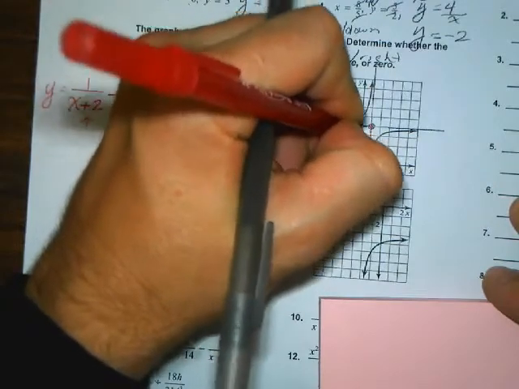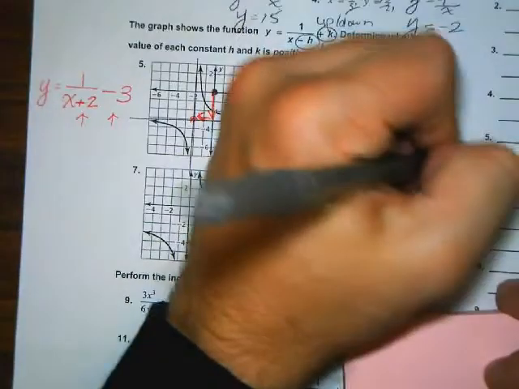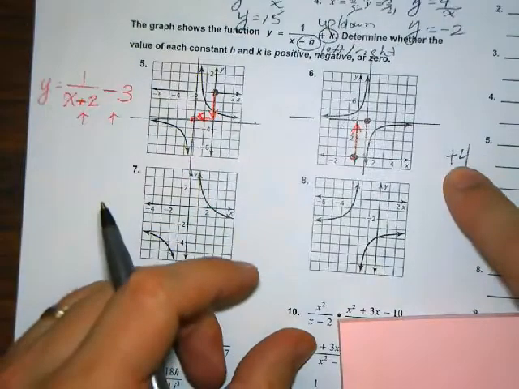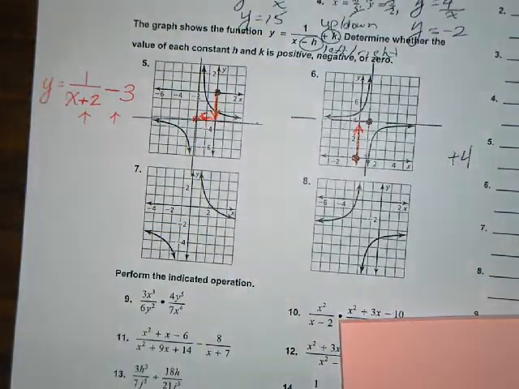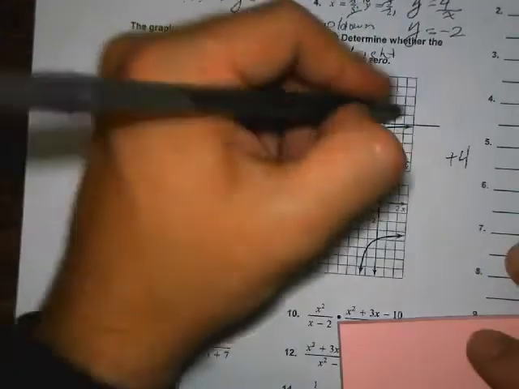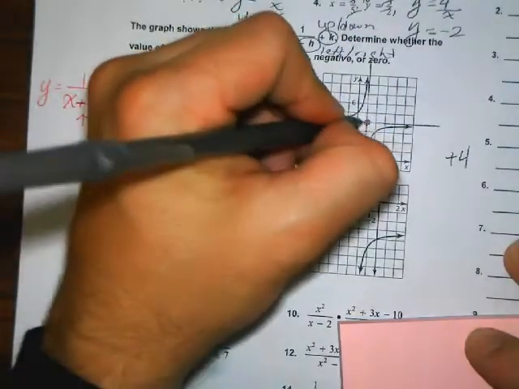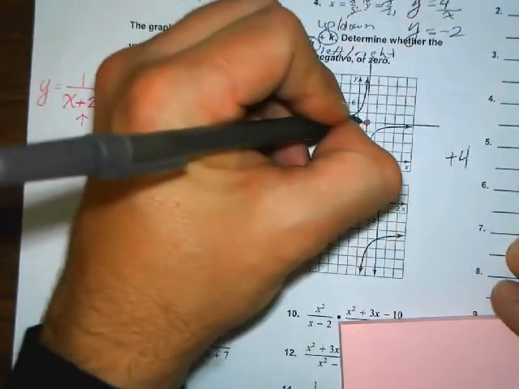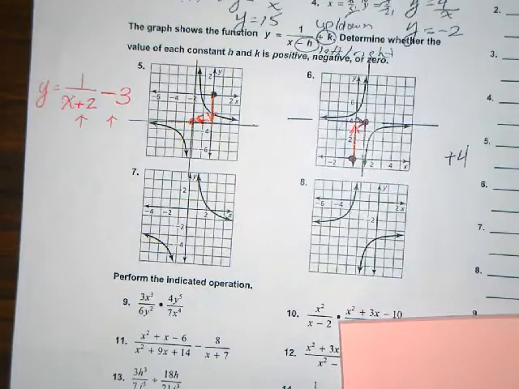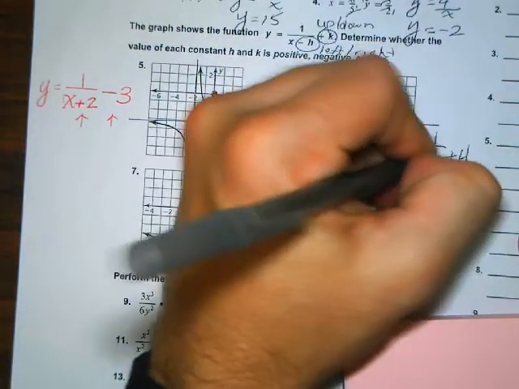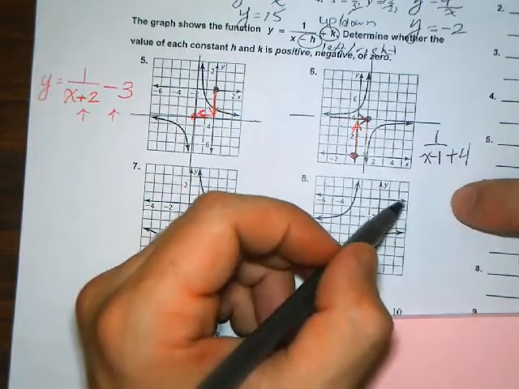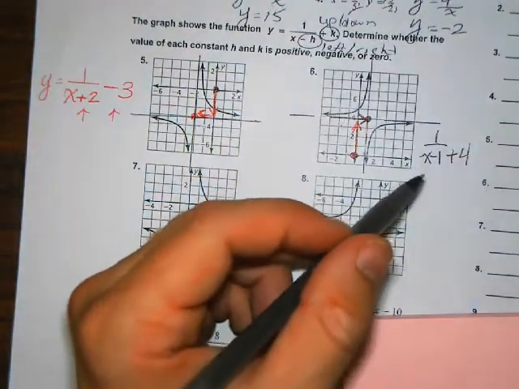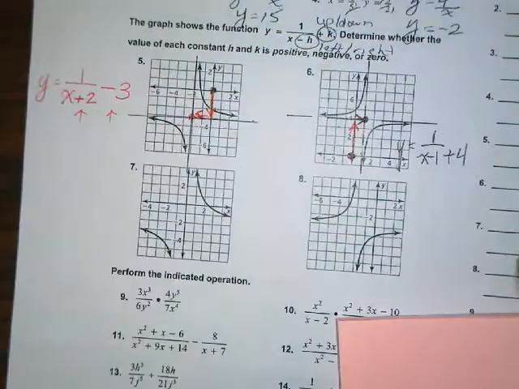From this one we can see that we actually went up 4 units. So plus 4 can go on the end of our equation. And then we went to the right 1 unit. So right 1 unit, be like this, because a positive and a negative is still a negative. So that's our final equation.